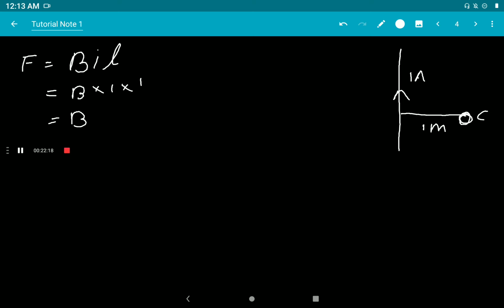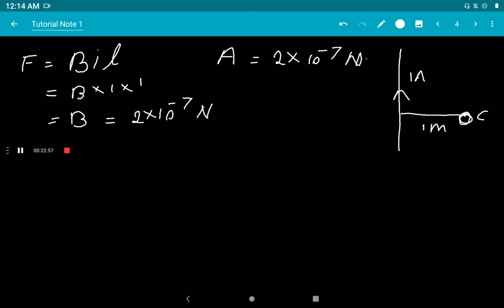Okay, in SI units we define the ampere as follows: when we place a conductor in a vacuum carrying 1 ampere, it will experience a force of 2 into 10 raised to minus 7 Newton. So here we assume a 1 ampere current. For 1 ampere current placed in a vacuum or free space, what will be the force? It will be equivalent to 2 into 10 raised to minus 7 Newton. So we are assuming the SI unit.